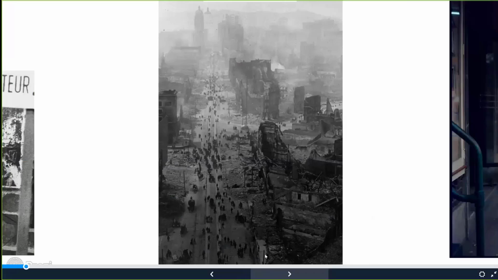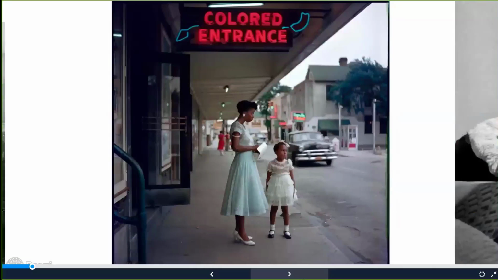This is an image, I believe, of Dresden or Berlin after the war. Complete destruction. I like this picture because it's in color. I thought that was something that's hard to find, a very nice color picture. But you'll notice, especially from the 50s and the 60s, that this is from the segregation era.